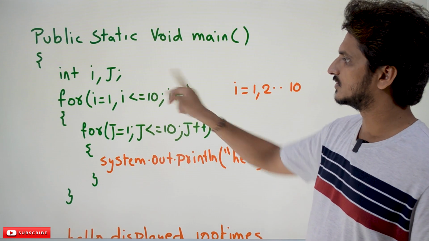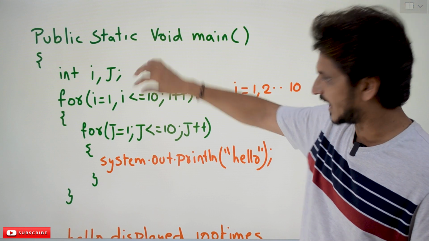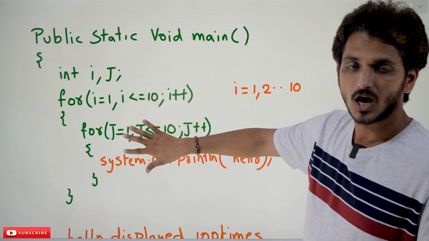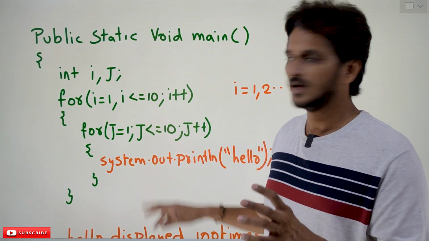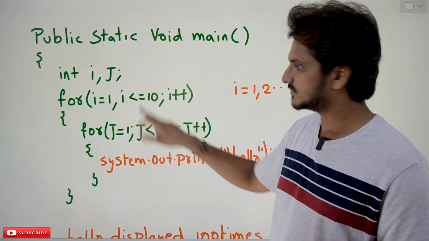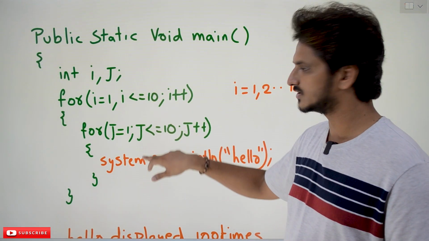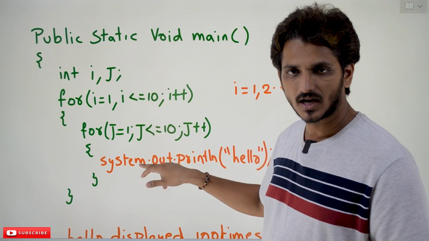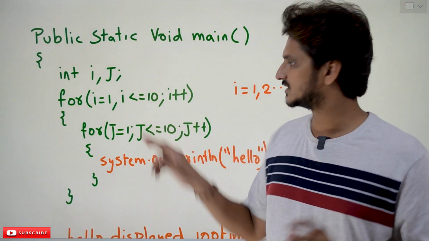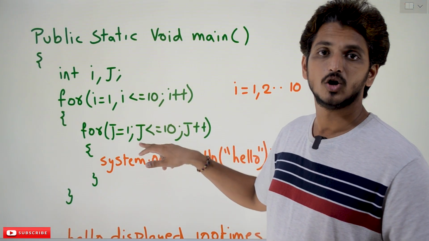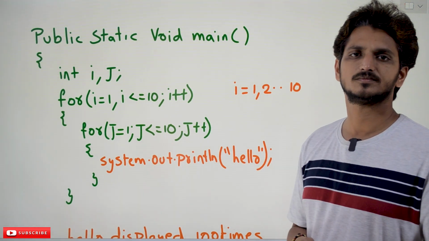Then i plus plus, i is equal to 2. 2 is less than or equal to 10. Yes, condition true. Again this loop is going to be executed. How many times? 10 times. For i is equal to 3, 10 times. i is equal to 4, 10 times. i is equal to 5, 10 times. i is equal to 6, 10 times. i is equal to 7, 10 times. How many times is it going to be executed? 10 multiplied by 10. Total, this statement is going to be executed 100 times.